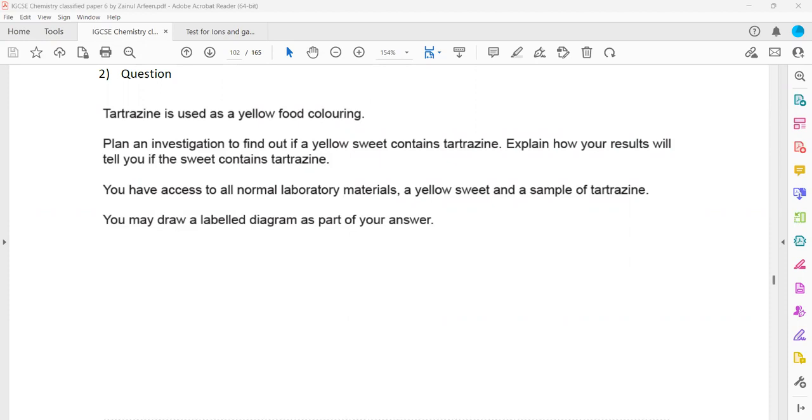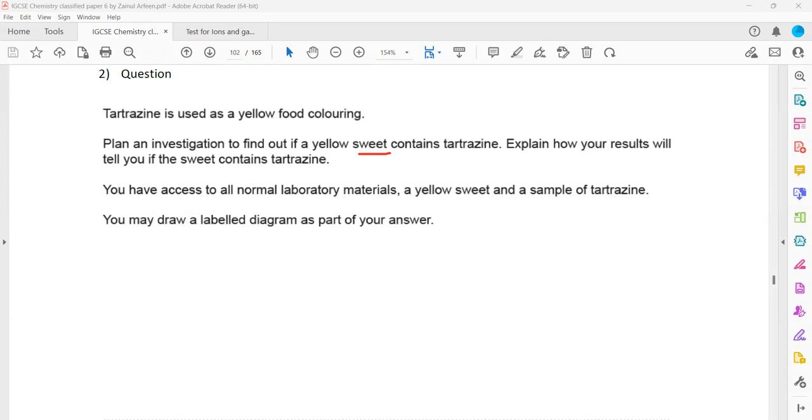So first, we have a sweet. The first thing is extracting the color from it. Take a pestle and mortar and grind the sweet with a suitable solvent. First, using a mortar and pestle, you grind, and then add a suitable solvent and make a solution. Then what will we do?